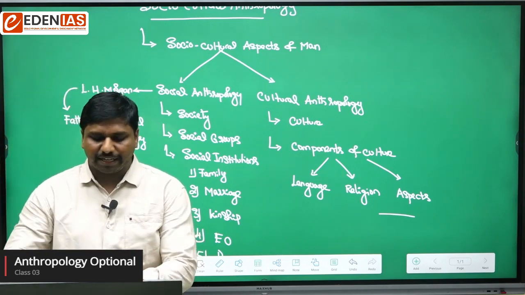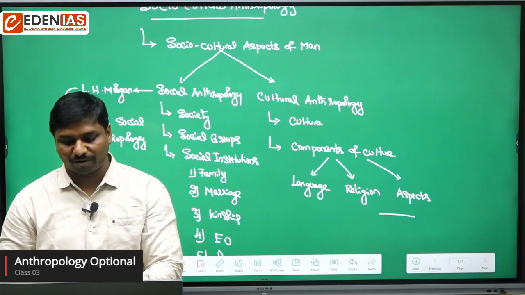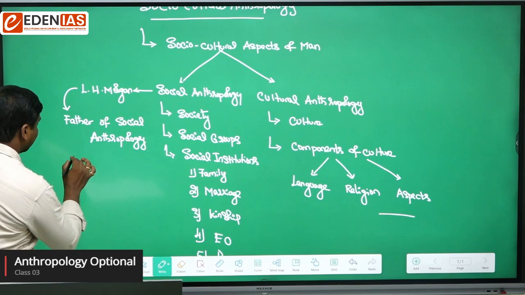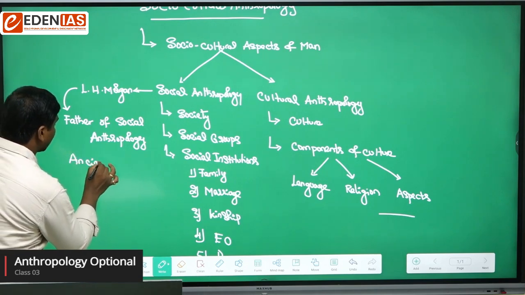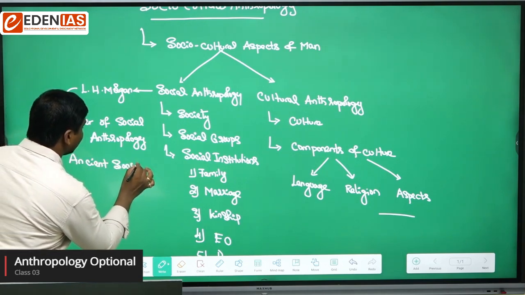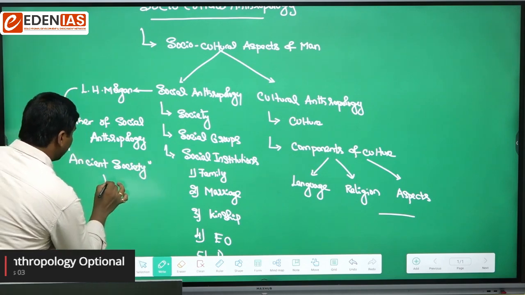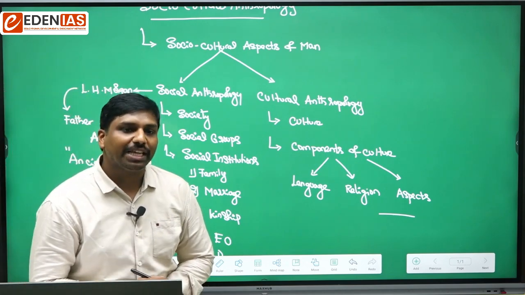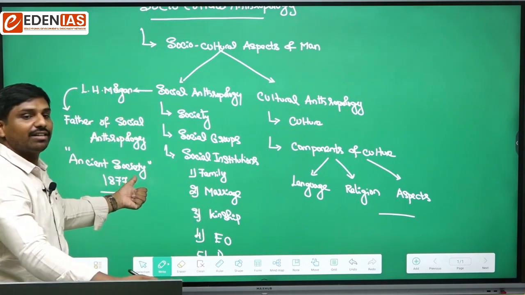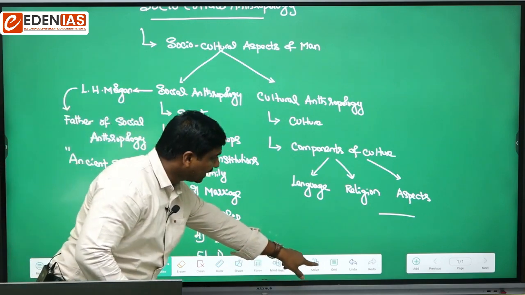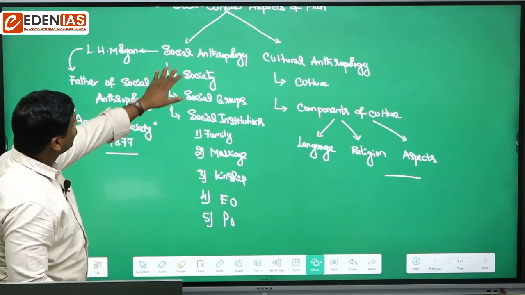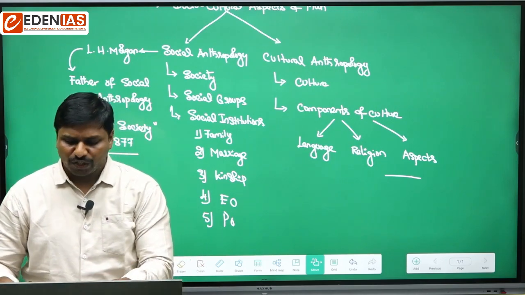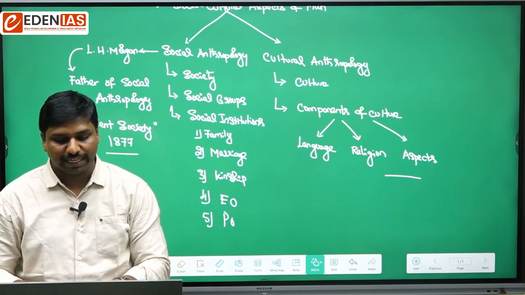Okay, by chance, can anyone recollect what was the book? Yes, so he has written a book by the name Ancient Society in the year 1877. This book is the pioneering book with respect to social anthropology, right? So that is one thing related to how this has been developed.